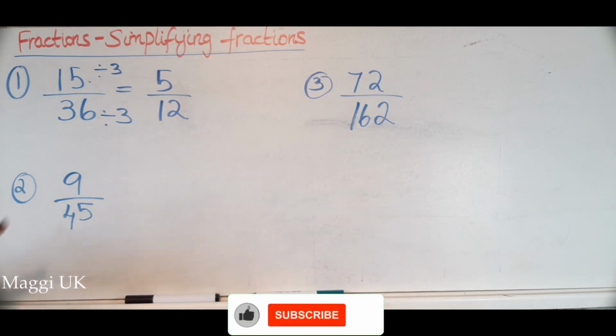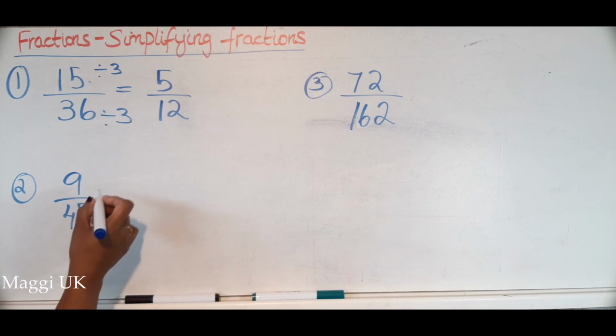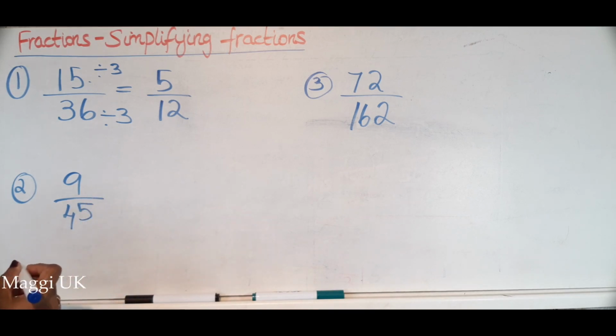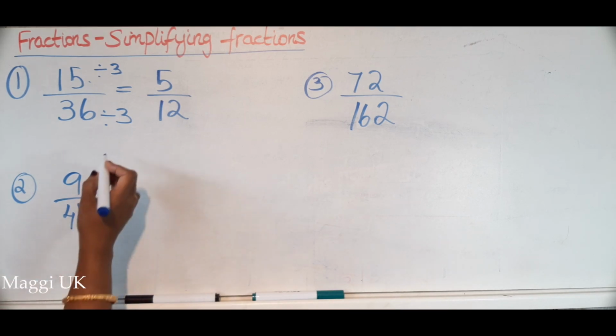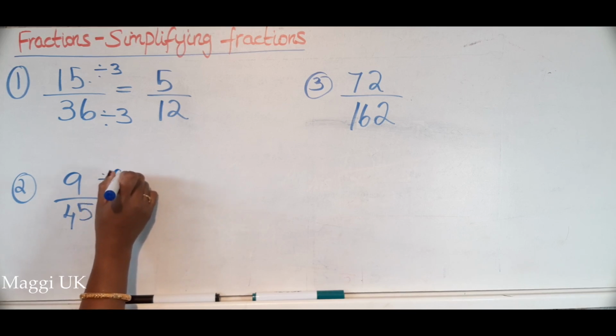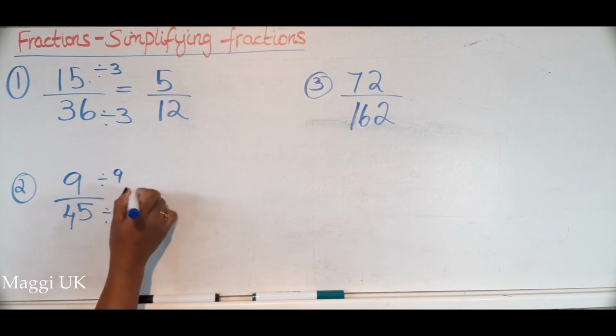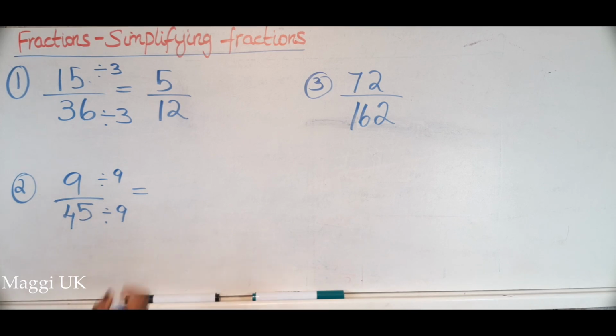The next one, 9 over 45. If you see this one, the same thing, you need to find the common factor. So what is the common factor here? 9. Okay, so you divide by 9. 9 divided by 9 is nothing but 1. And then 45 divided by 9 will be 5. So your answer is 1 over 5.